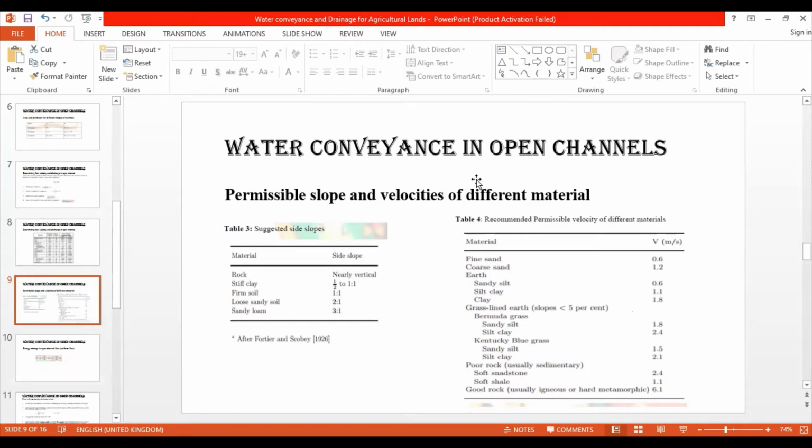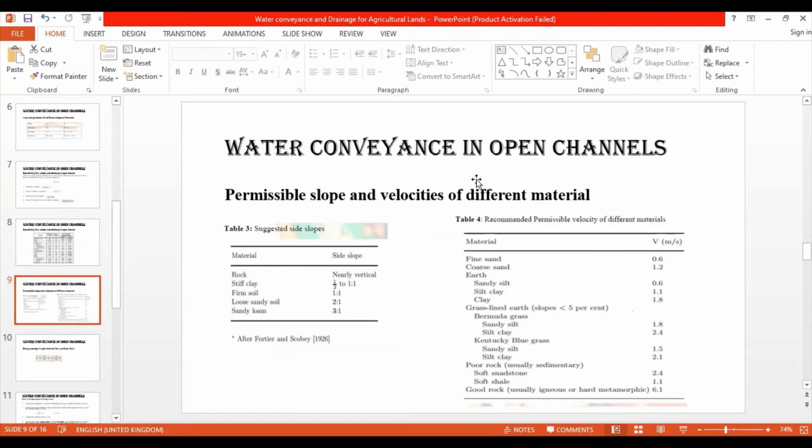If you're in a clay soil, you can go up to this slope, as well as the velocity itself. A lot of experiments have been done to show the limits to which water can move in a channel that is on a certain type of soil. So you don't want to exceed that velocity because it will start to erode your open channel. So these things, we take them into consideration when you're designing your open channel.